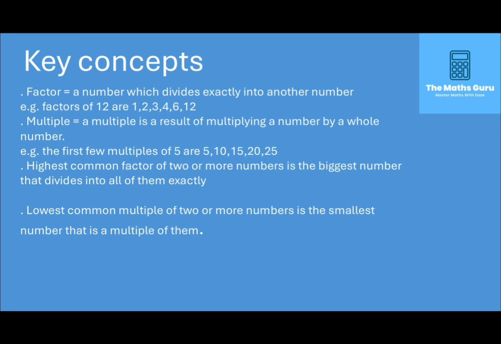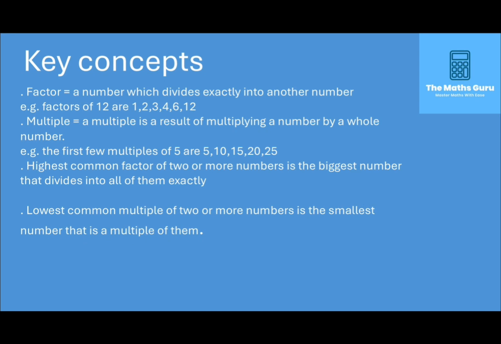A continuation of these definitions would be highest common factor. The highest common factor of two or more numbers is the biggest number that divides into all of them exactly. For example, if I was to do 12 and 24, the highest common factor would be 12 because 12 times 1 is 12 and 12 times 2 is 24. That's the highest common factor they share. It's the highest number that divides exactly into both of them.